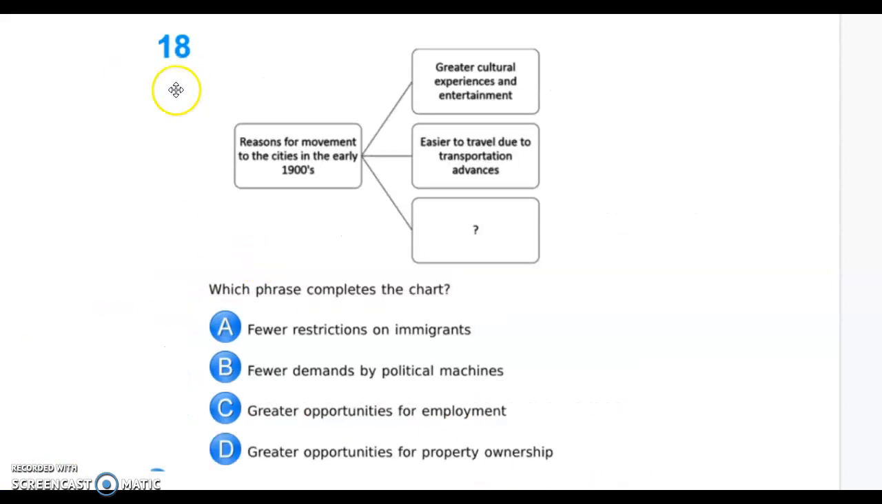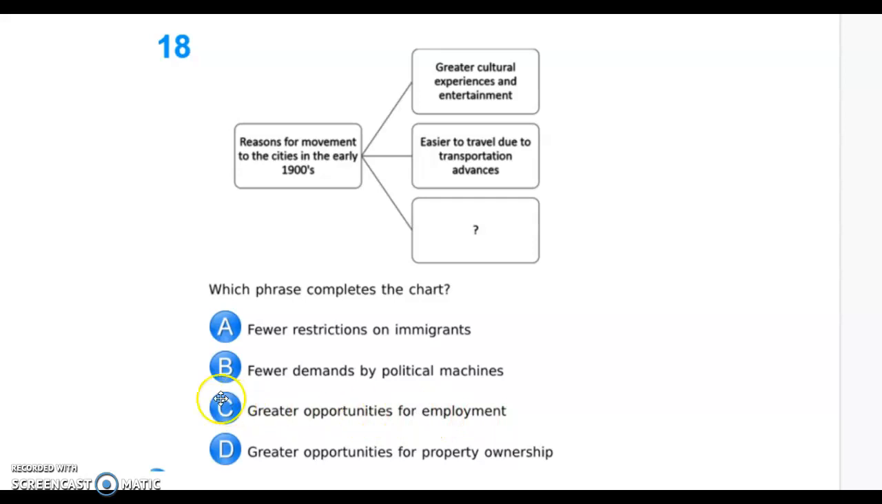The next question, which was question 18, that fell underneath this standard, says: reasons for movement to the cities in the early 1900s. You have greater cultural experiences and entertainment, easier to travel due to transportation advances. It states, which phrase completes the chart? So you're trying to find out what goes here. What is a reason for movement to cities in the early 1900s? Is it A, fewer restrictions on immigration? B, fewer demands by political machines? C, greater opportunities for employment? Or D, greater opportunities for property ownership?